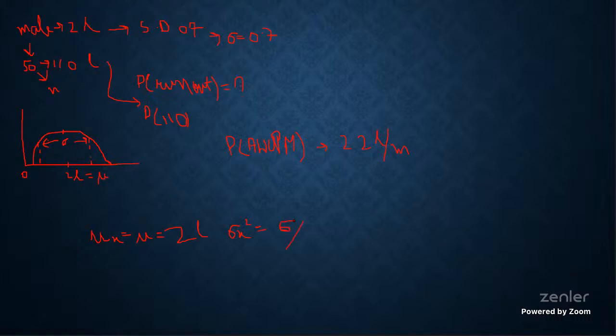Sorry guys, it is not 6. It is sigma squared over n. So what is this part? It is 0.7 squared divided by n. What is n? Tell me, it is 50. So what is 0.7 into 0.7? That is 0.49 divided by 50.